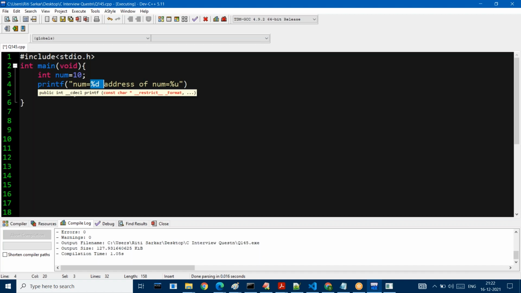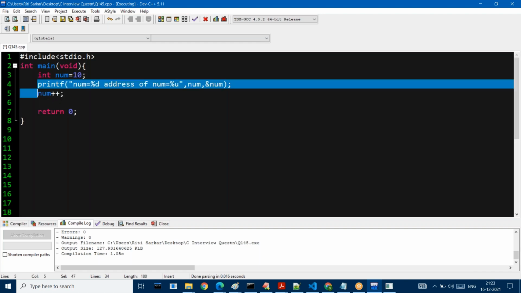That's why %d. D stands for decimal. Then here I'm writing num and here I'm writing ampersand num. Very simple, sir. The value and the corresponding address will be printed. What is the issue here, sir? No problem. Next, after that, I'm writing here num plus plus.